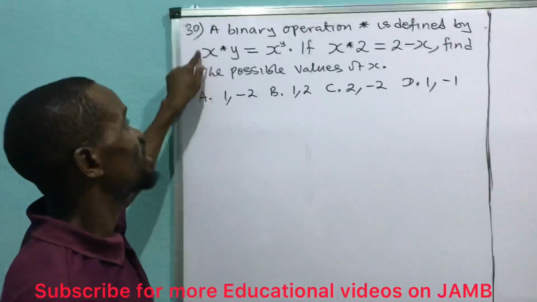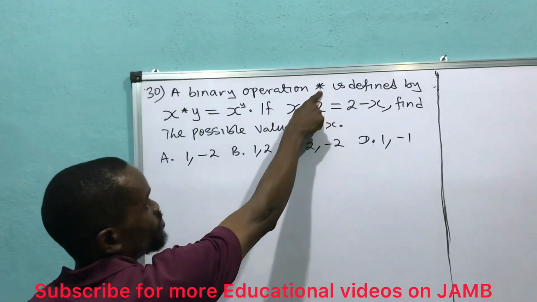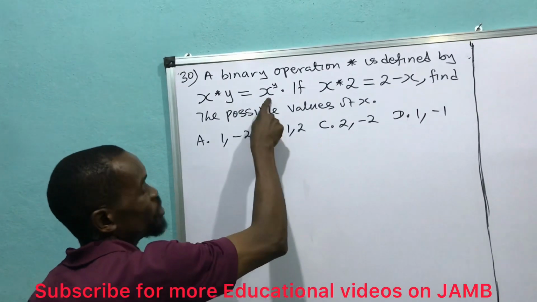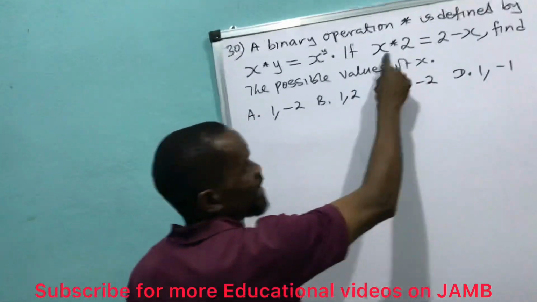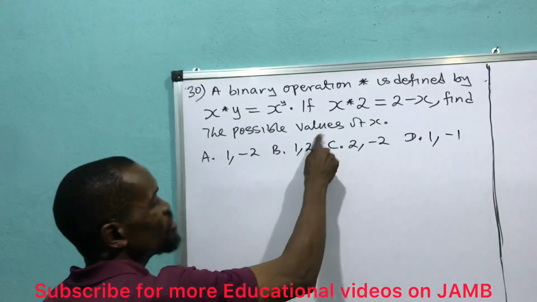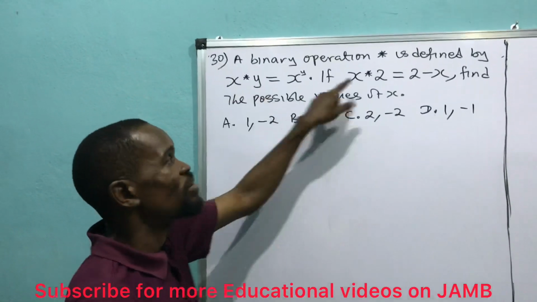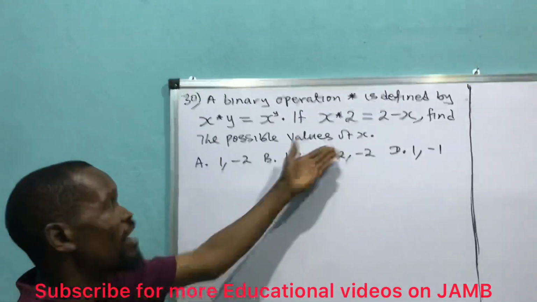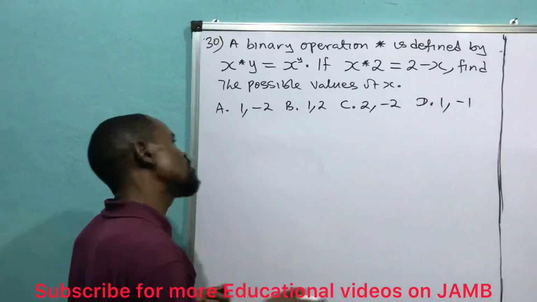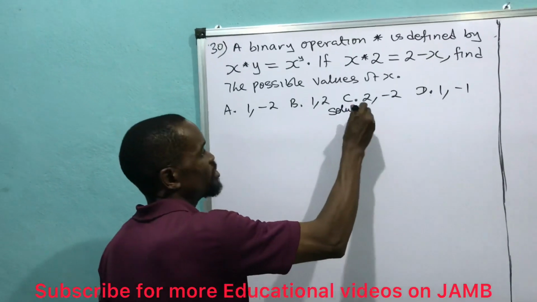Yeah, this is question number 30. Question number 30 said, a binary operation, which is multiplication, is defined by this equals to this. If this is equal to this, find the possible values of x. This is a multiplication sign. We should find the possible value of x, and these are the options given to us. Let's look at our solution so that we can select the correct option.